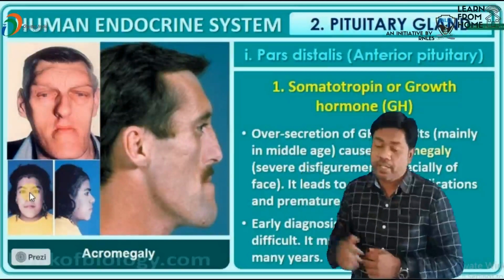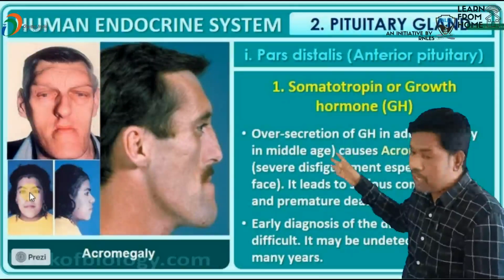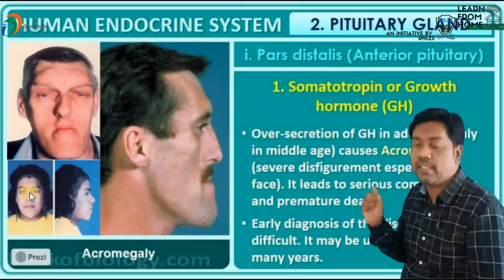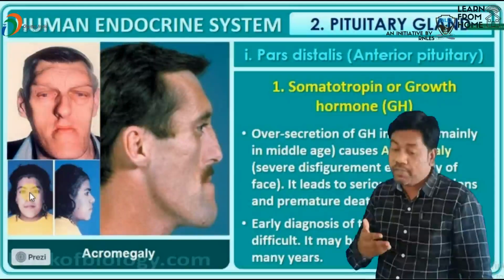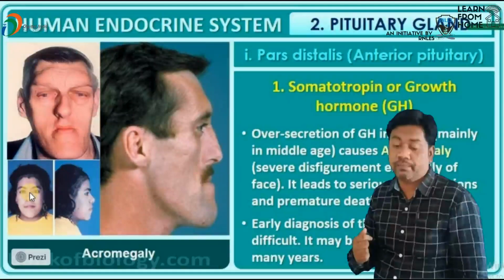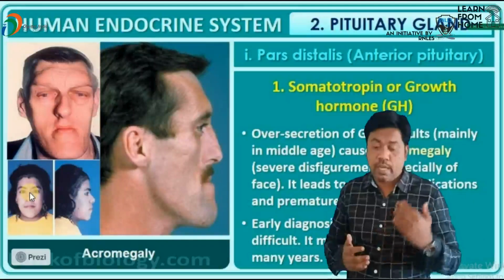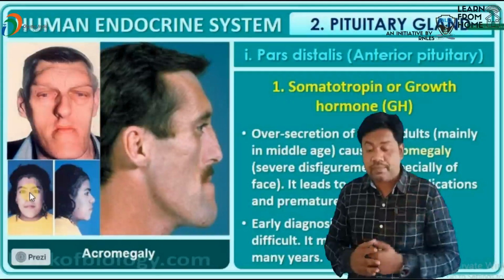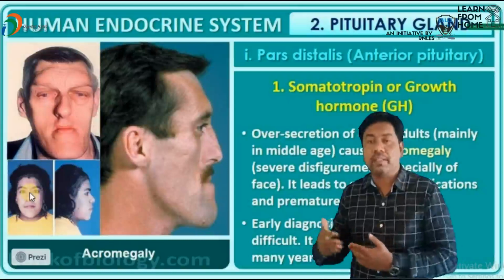This growth hormone is produced from the anterior pituitary. You have to see here, beta: acromegaly means the upper and lower jaw sizes increase and the human face takes on a gorilla-like appearance. That is the symptom of acromegaly. Oversecretion of GH in adults, mainly middle-aged persons, causes acromegaly. It leads to serious complications and premature death. Early diagnosis of the disease is difficult, and it may go unnoticed for many years.